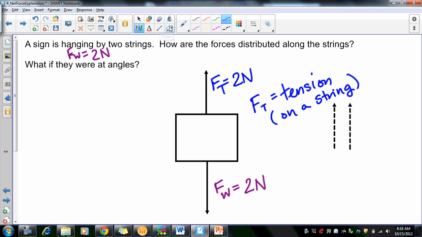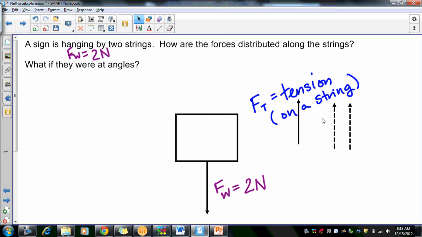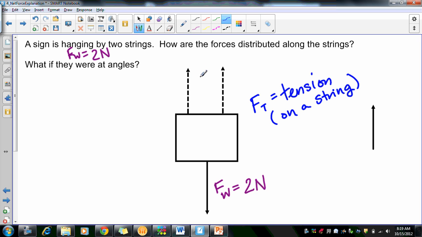So now, what if instead we have 2 strings that are holding it up? Well, for the sign to be perfectly balanced, the strings here have to hold a total of 2 newtons. So these together have to counteract the weight. And so the tension on this one, since they're both perfectly up and down, would be 1 newton, and the tension on this one would also be 1 newton. That way, we have a total of 2 going up and a total of 2 going down.